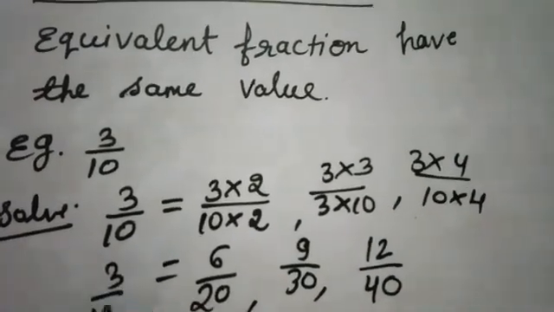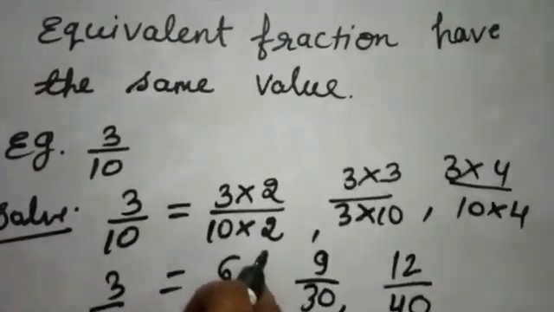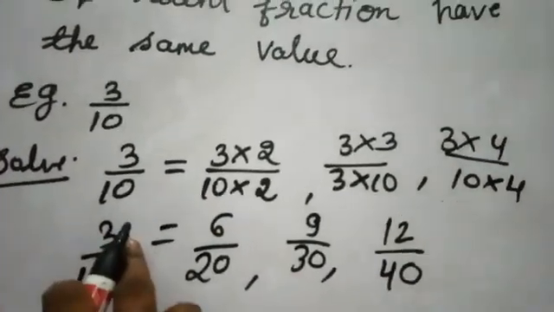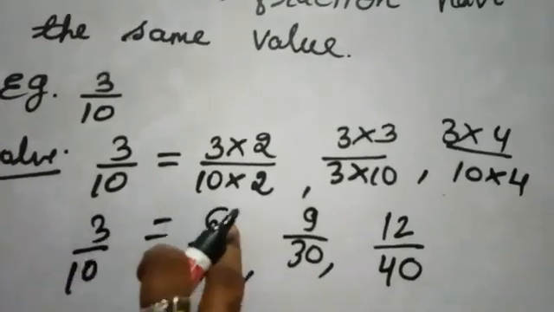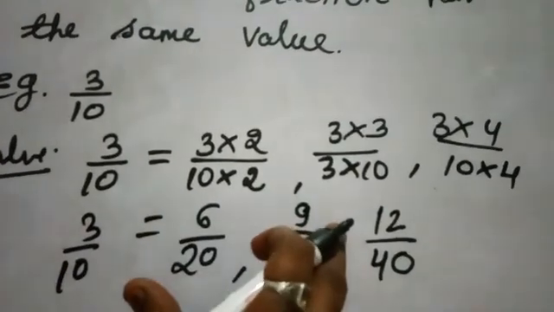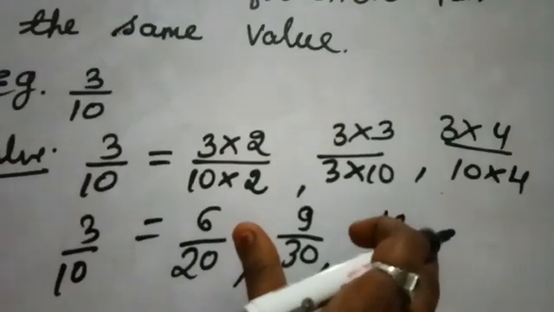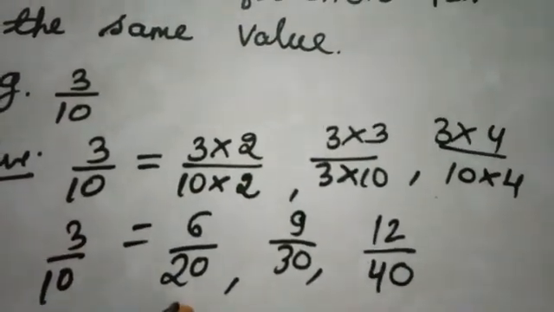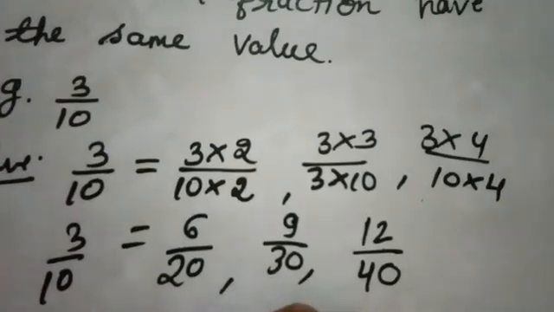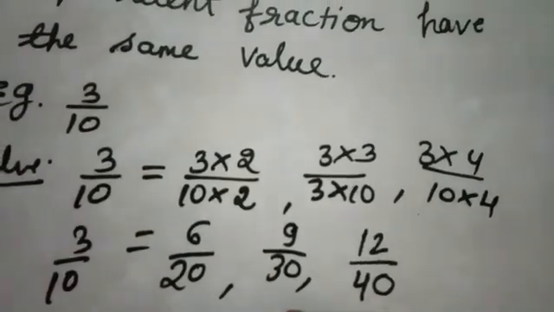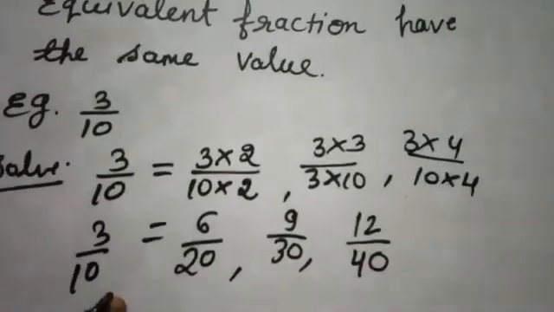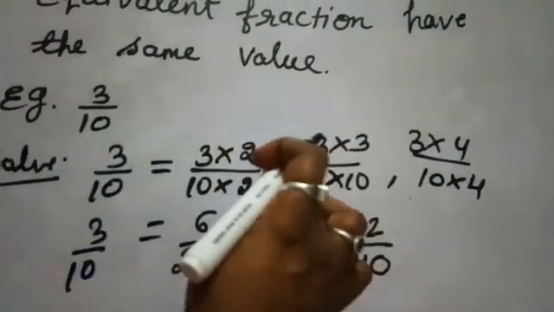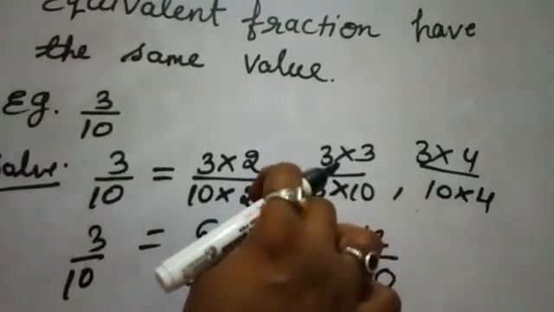It means 6 by 20, 9 by 30, then 12 by 40. When you see the numerators, these are multiples of the given numerator. 3 2s are 6, 3 3s are 9 and 3 4s are 12. The second thing is 10 1s are 10, 10 2s are 20, 10 3s are 30 and then 10 4s are 40. It means if we want to find the equivalent fraction of any fraction, we have to multiply the numerator and denominator with the same number.